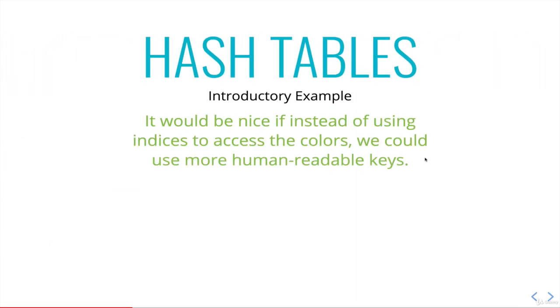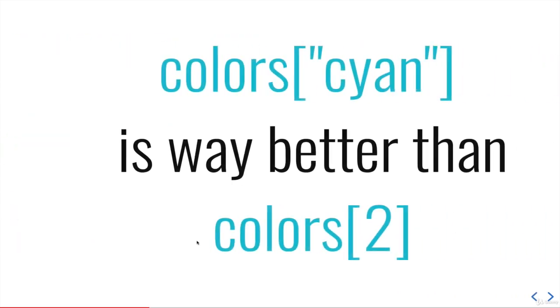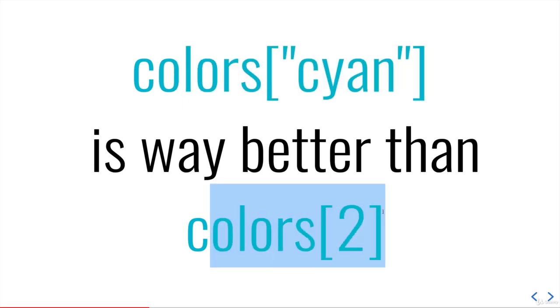So rather than using indices or numbers to access the colors, it would be much better to use human readable keys like pink, which this is pink, or a version, one type of pink. Orange red might be, or it is this color. Cyan, this color. This would be much better if I could just say, give me colors of pink or colors of cyan, which, here we go. Colors of cyan is much better than colors 2.